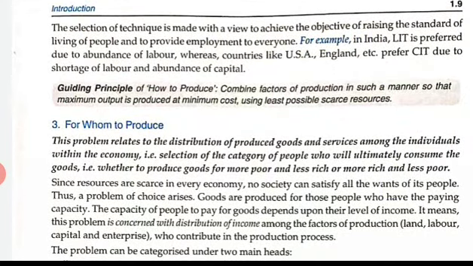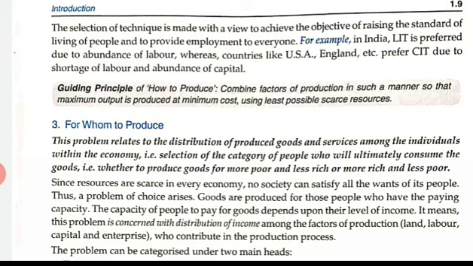Then another problem is for whom to produce. This problem relates to the distribution of produced goods. Now that the goods have been produced, this problem relates to the distribution of produced goods and services among the individuals within the economy. That is the selection of the category of people who will ultimately consume the goods. Whether goods are produced more for the poor and less for the rich, or more for the rich and less for the poor. For example, if goods are produced for the poor people, then the rich people won't consume them. If they are produced for the richer people, then the poor people won't be able to consume them. So this is one of the central problems: for whom to produce.